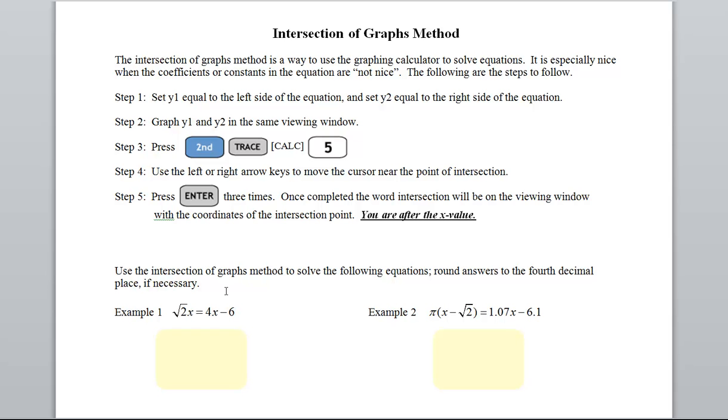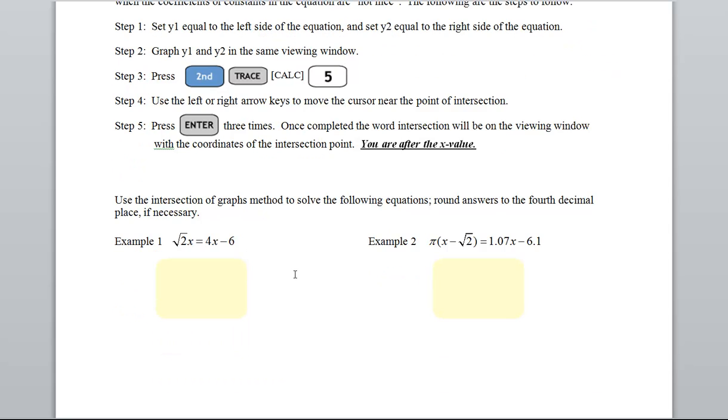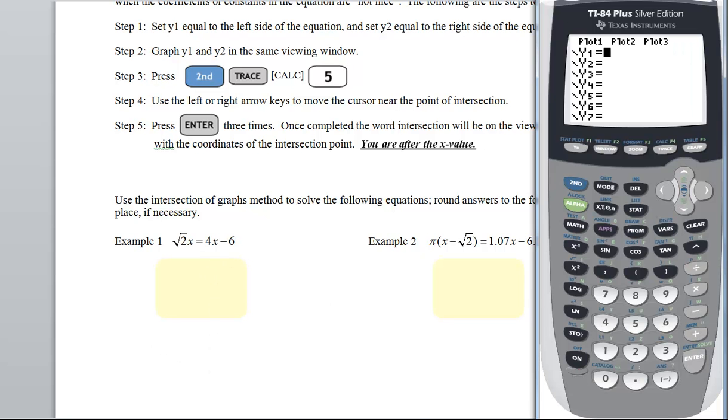So we're going to use the intersection of graphs method to solve the following equations, then round answers to the 4th decimal place, if necessary. So let me get my calculator.